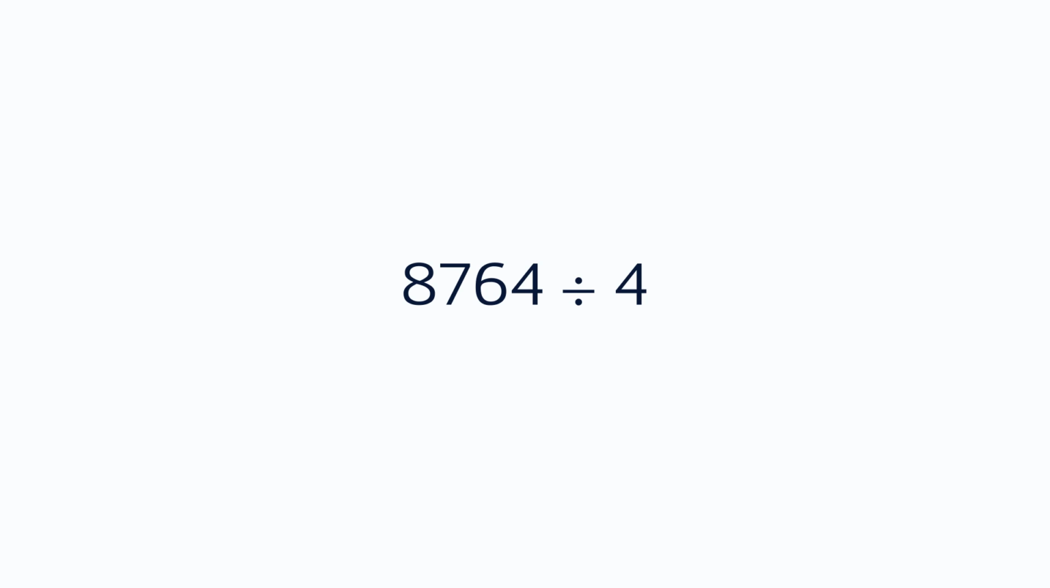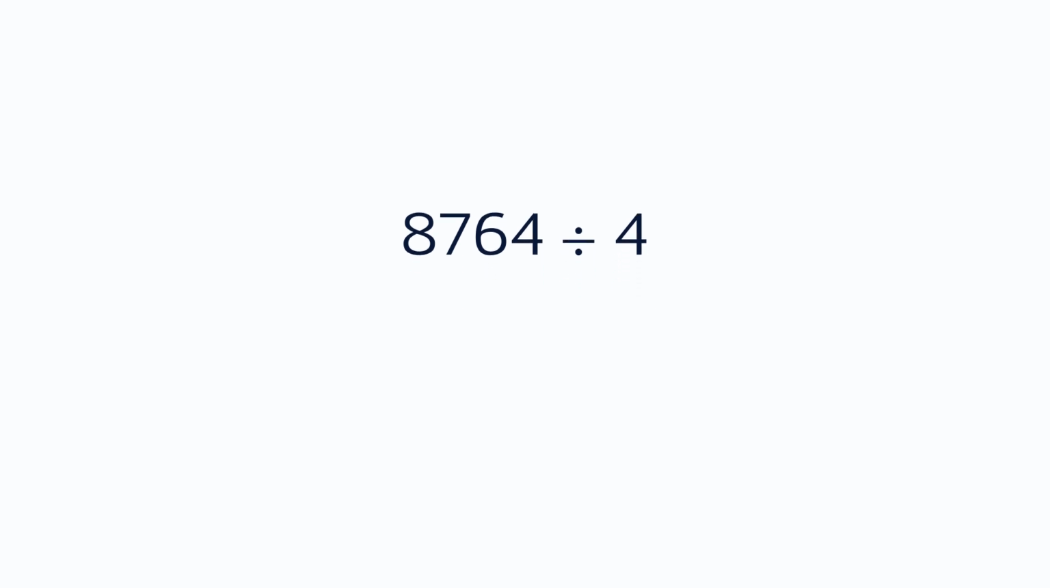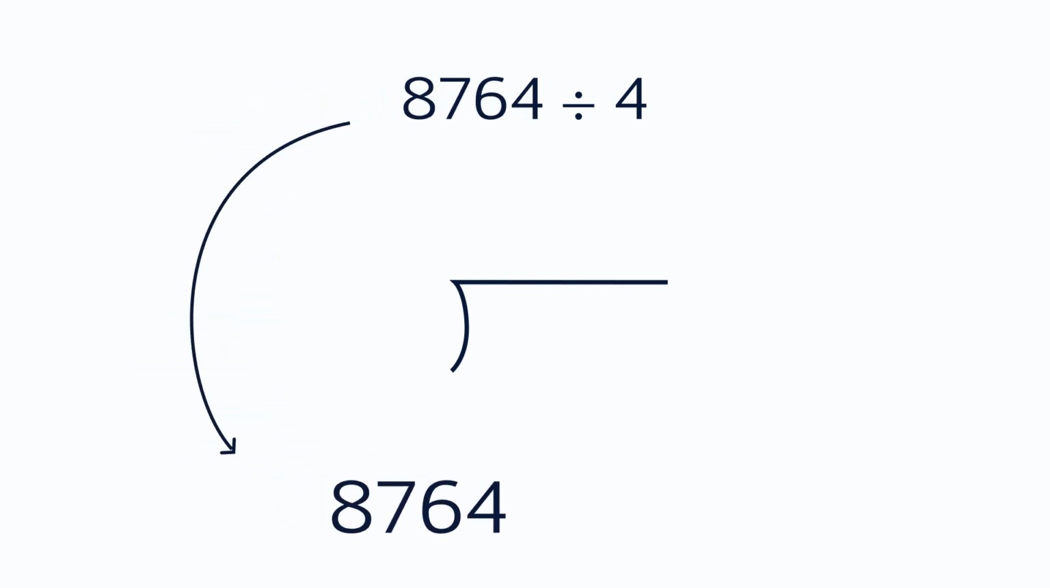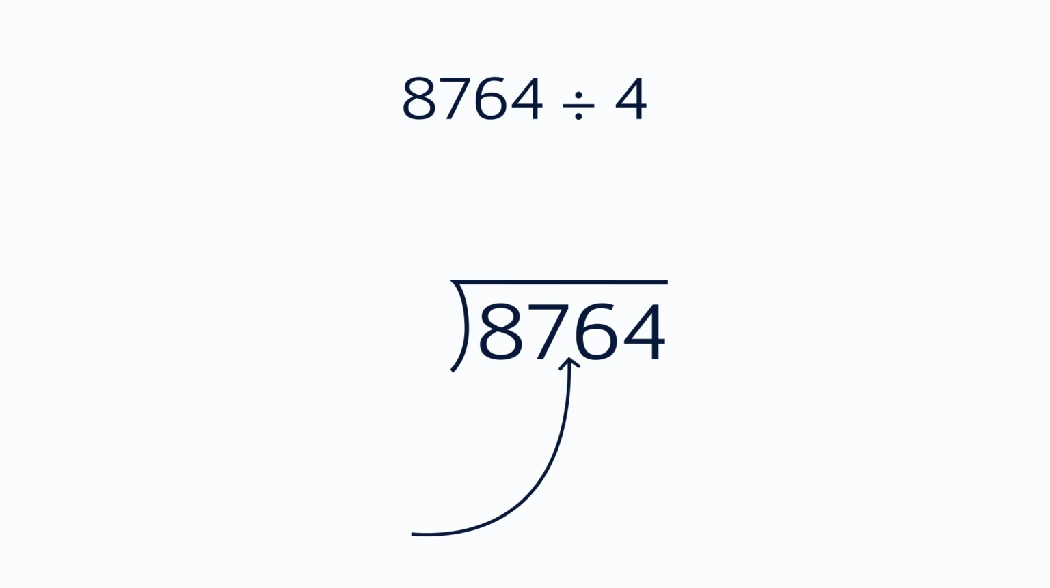First, you'll have to rewrite the problem using the long division symbol. Place 8,764, which is the number you want to divide, or the dividend, below the horizontal line, like this. Then place 4, which is the number you're dividing by, or the divisor, to the left of the parenthesis. Recall that long division allows you to divide digit by digit.